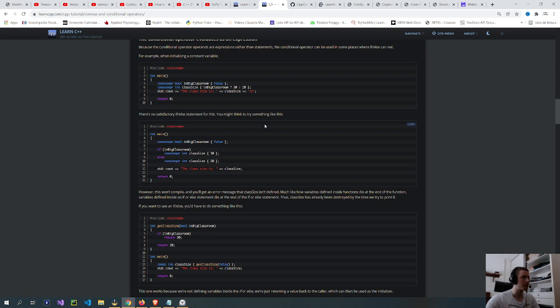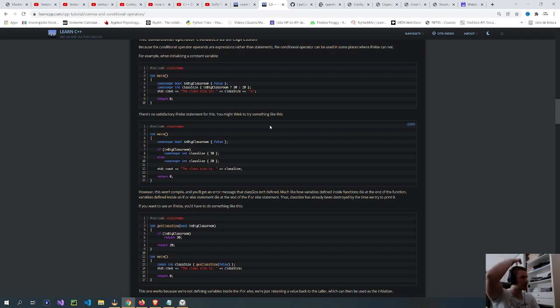That is a ternary operator. If it's false, then it's 30, else it's 20. Class size should be 20. So if this is true, then 30, else 20.